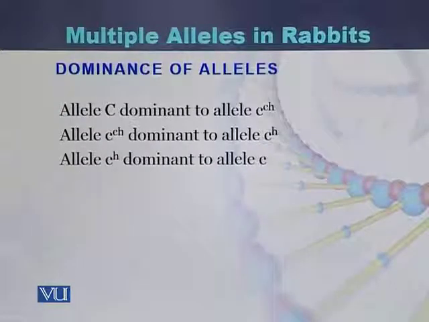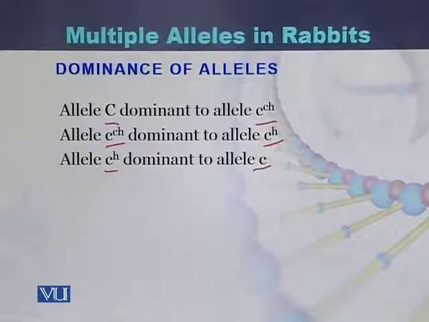Here we can conclude the dominance of the alleles. Allele C is dominant over the allele CH. C is for the agouti color. Agouti color is dominant over the chinchilla color. So this is for the agouti color and this is for the chinchilla color. We can say that if there is dominant allele C, then the fur color of the rabbit will be agouti, while the chinchilla allele is dominant over the Himalayan fur type. If there is a chinchilla allele, that allele will be dominant over the Himalayan allele, while the Himalayan is dominant over the albino C, that is the recessive form.